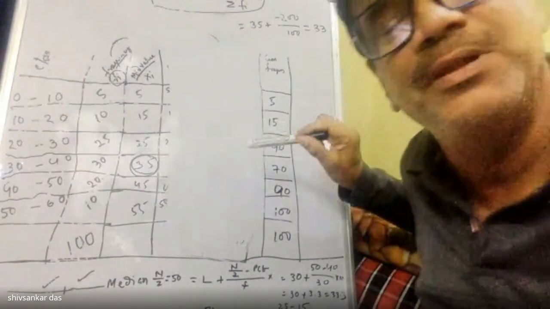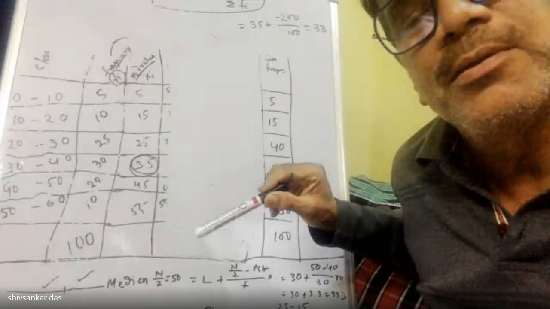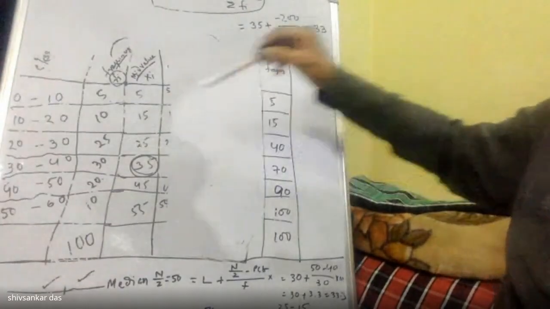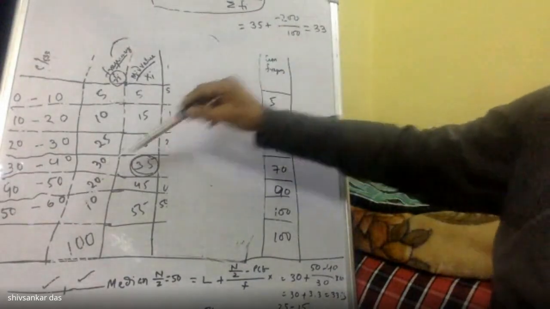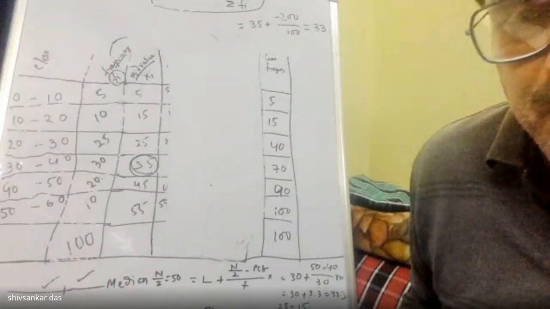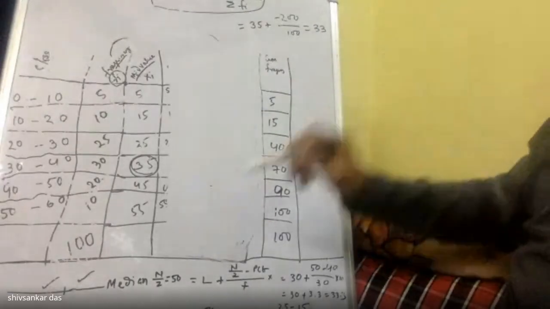How is cumulative frequency calculated? Sir, addition of the upper numbers. 5 plus 10, 15. 15 plus 25, 40. 40 plus 30, 70. This is just the cumulative figure. Is it clear? Yes, sir. So cumulative is this.